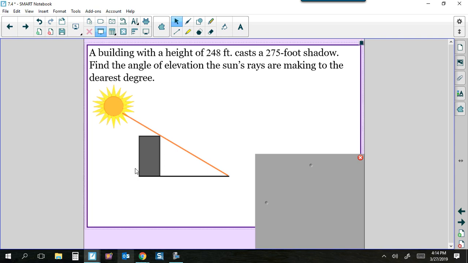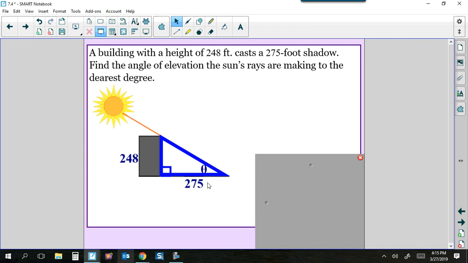So our right triangle is going to show, here's our height, the building's 248 feet tall. The shadow is going to be along the ground at 275 feet. It is asking you to find the angle of elevation. Remember, an angle of elevation is going to be a horizontal line and then above it.